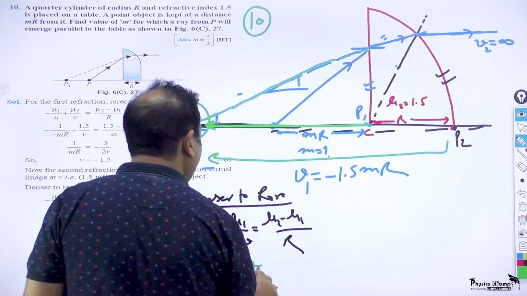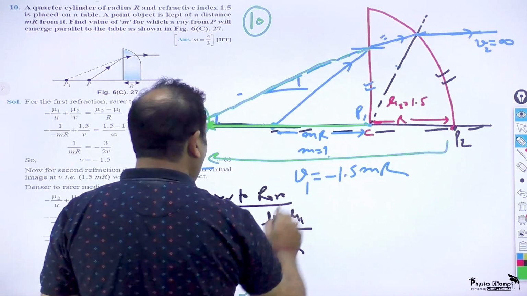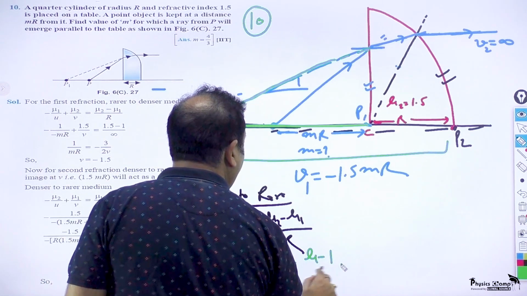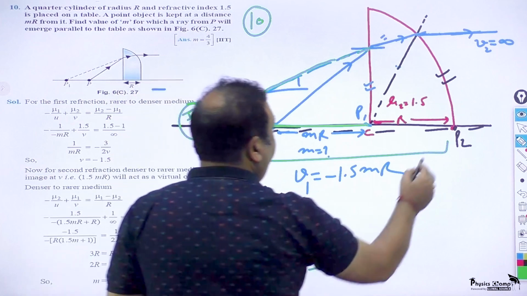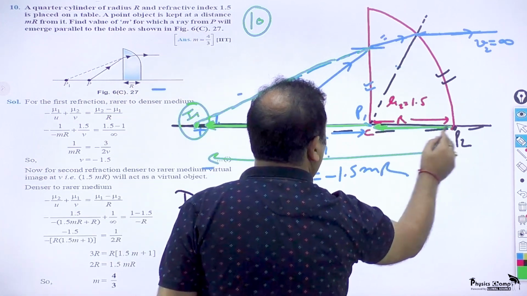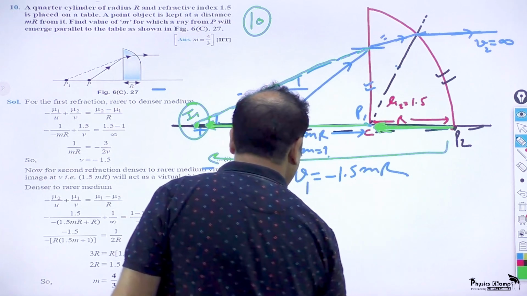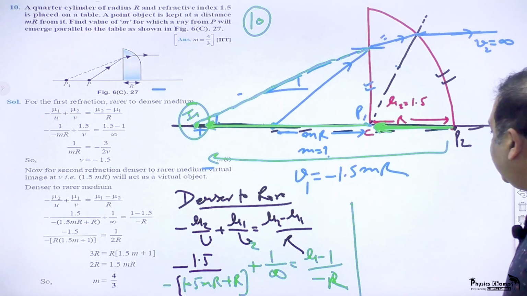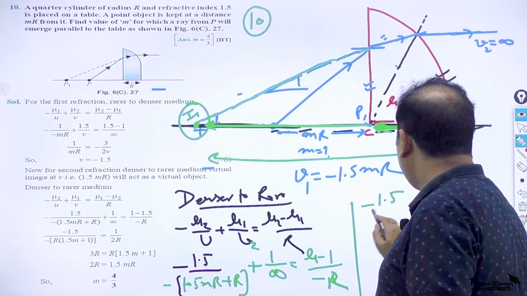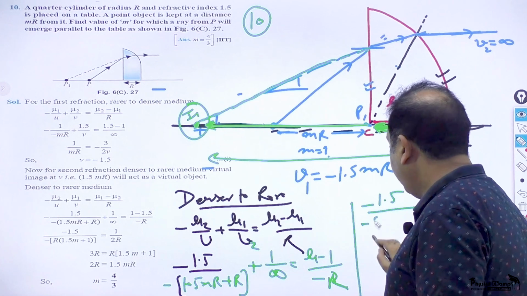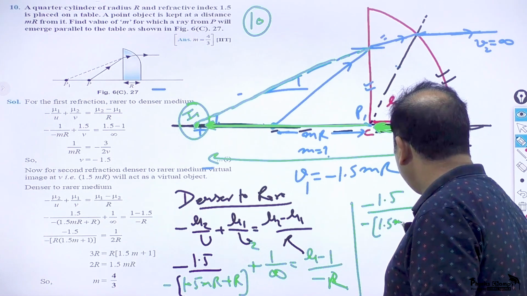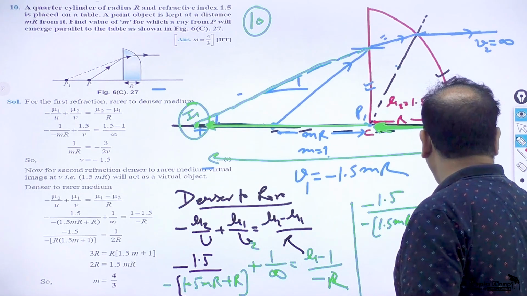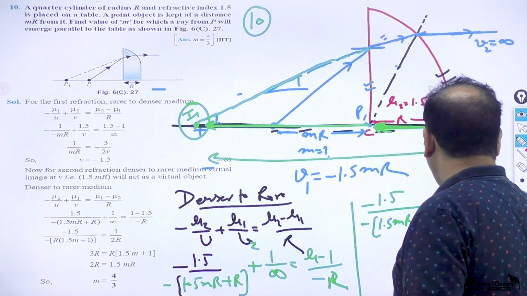And mu1 is 1. Final V2 is infinite, is equal to mu minus 1. When we say R, the center of curvature is here, you are going from pole to this, so it is minus R. So as a result, it is minus 1.5 by negative of 1.5 mr plus R is equal to 1.5 minus 1 divided by minus R.